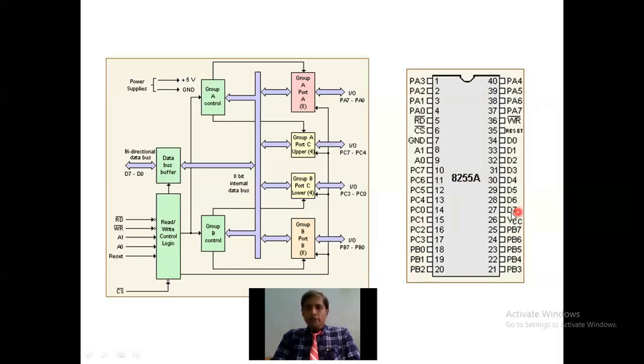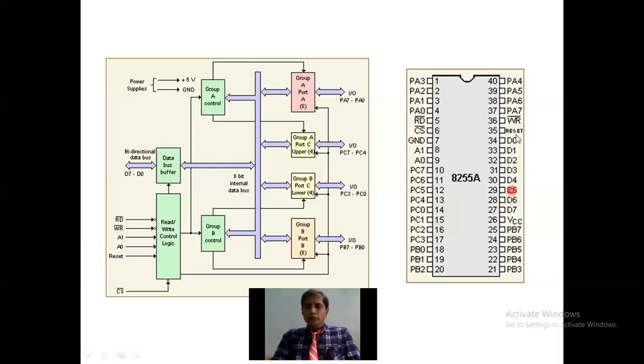Then D7 to D0. The 8255 also has 8 data lines, D7 to D0, and these 8 data lines are connected to the processor data bus. These are bidirectional data lines, and the processor can access data with the help of these data lines only. The processor can receive data from an external device or send data to an external device through these 8 data lines.